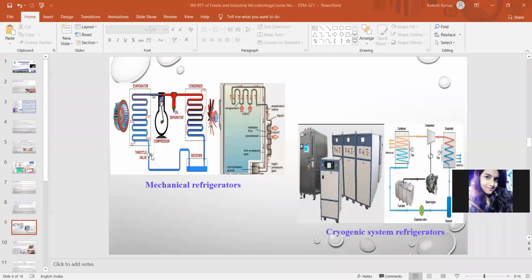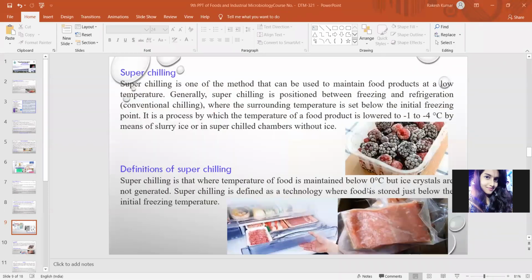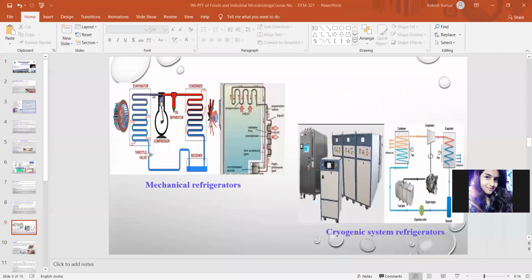And there is a receiver, then a condenser, and an oil separator. You must have gone through this in engineering courses. The same system is there in cryogenic, simply the refrigerant used is different. For details about the refrigeration system, you can go through the different books available, and in engineering courses you can ask what is the difference between a mechanical refrigerator and a cryogenic system refrigerator.